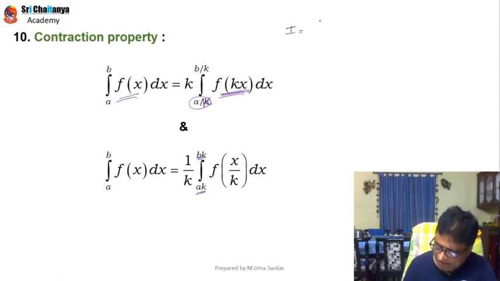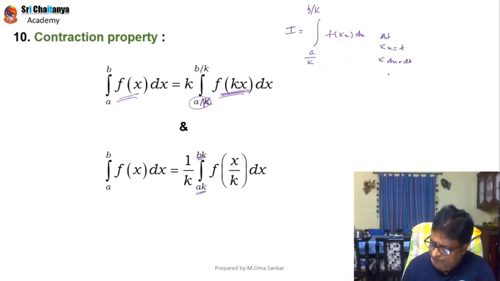Take I equal to the integration from a by k to b by k of f of kx dx. You put kx is equal to t. The proofs are very simple. k dx is equal to dt, therefore dx is equal to dt by k. So, what is my lower limit? If x is equal to a by k, then my t becomes a. Upper limit, if x is equal to b by k, then my t becomes b.